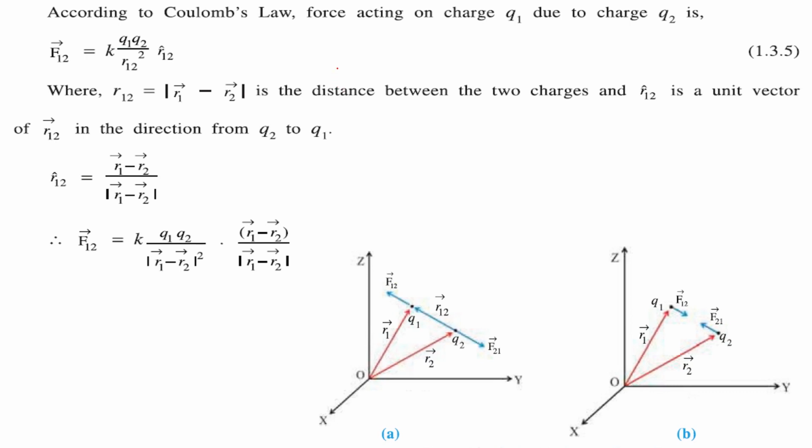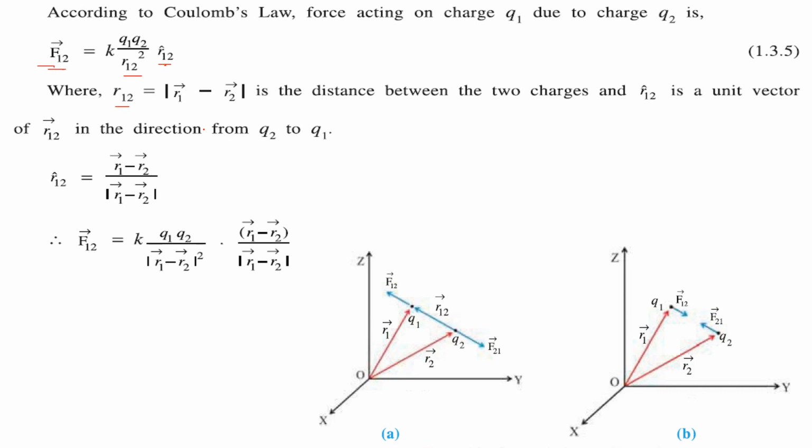What does this Coulomb law say? Coulomb's law says that the force is equal to K Q1 Q2 by R square, along R12. Now if you have to put it in terms of vector, we have to take this as a vector, and we have to put an R cap here, meaning a unit vector.